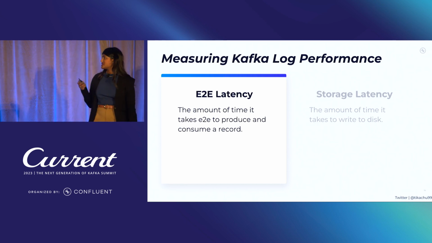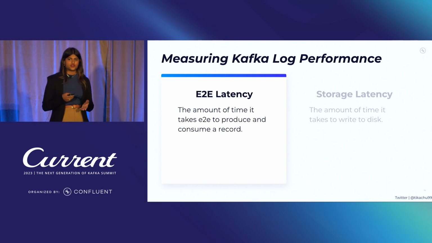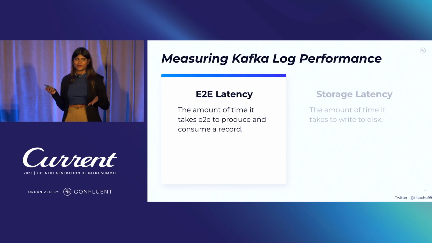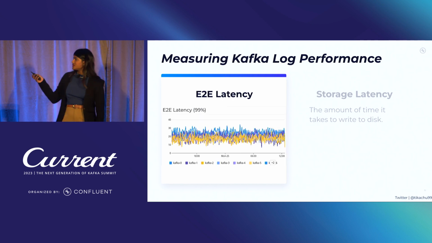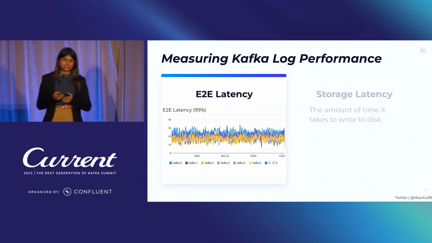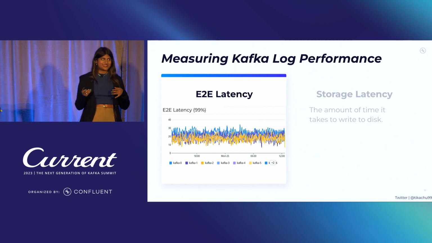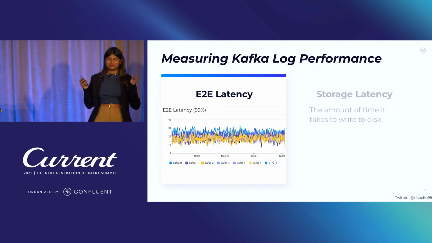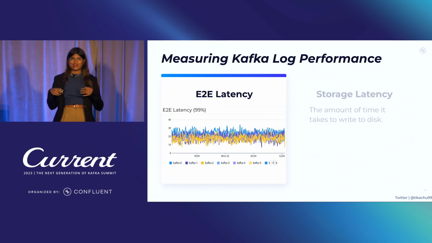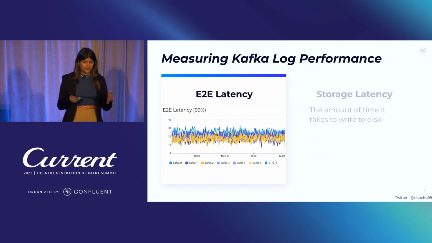So the first thing we look at is end-to-end latency. This is pretty simple. It's the total amount of time that it takes to produce and consume a record from end to end. So let's break down this graph over here. We're looking at the P99, and for those of you who don't know what that means, we're plotting the value that is at the top 1%. So 99 out of 100 requests have had lower values, but we're plotting the value that's one higher.